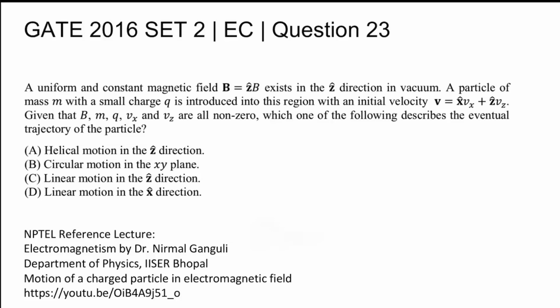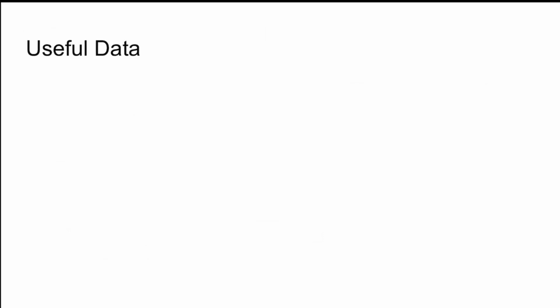This is GATE 2016 Set 2 EC question number 23. A uniform and constant magnetic field B vector equals Bz hat exists in the z direction in vacuum. A particle of mass m and small charge q is introduced in this region with an initial velocity of v vector equal to vx x hat plus vz z hat. Given that B, m, q, vx and vz are non-zero, which of the following describes the eventual trajectory of the particle, whether it will be helical, circular, linear motion, and in which direction?